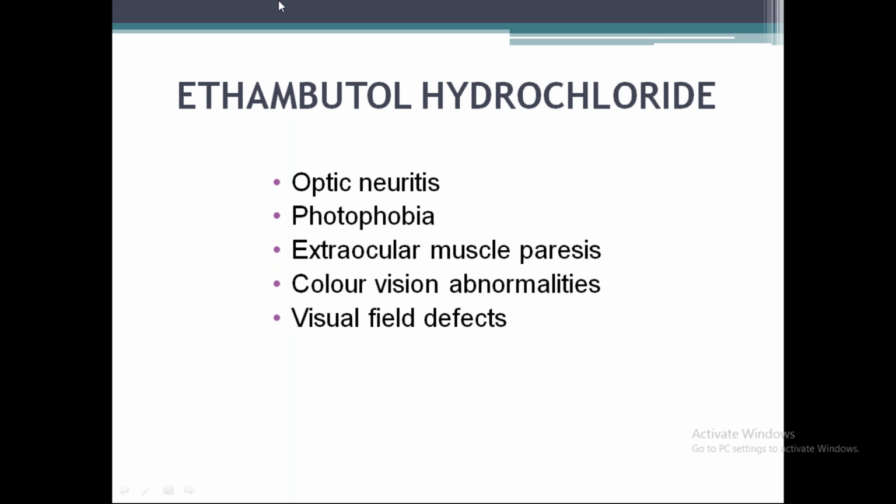During treatment, the patient can have certain problems like optic neuritis. Drug induced optic neuritis with ethambutol is the most common presentation. INH and rifampicin also induce optic neuritis, but the most common is ethambutol. Photophobia, paralysis of extraocular muscles, color vision abnormalities and visual field defects are some of the common presentations associated with ethambutol toxicity. So these are the ocular manifestations of tuberculosis which you have to remember.